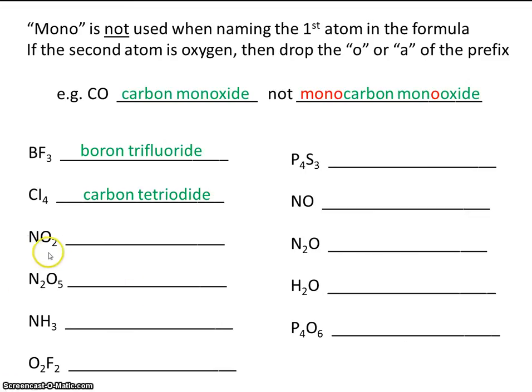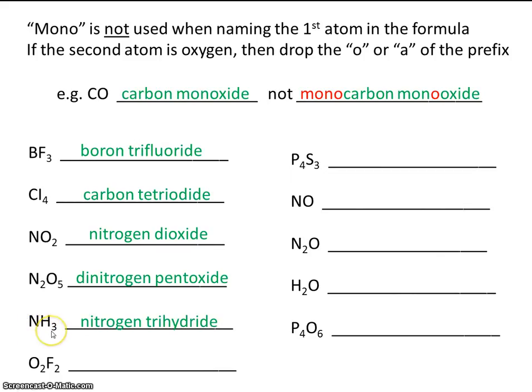This is nitrogen and 2 oxygens. So nitrogen dioxide. This is 2 nitrogens and 5 oxygens. So dinitrogen pentoxide. This is nitrogen trihydride. The common name for nitrogen trihydride is ammonia. Ammonia is so commonly used in chemistry that you should probably just memorize it.